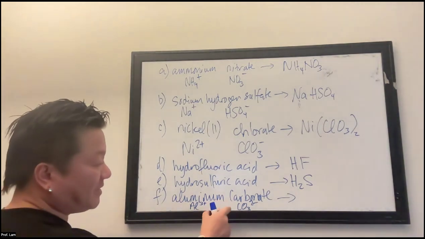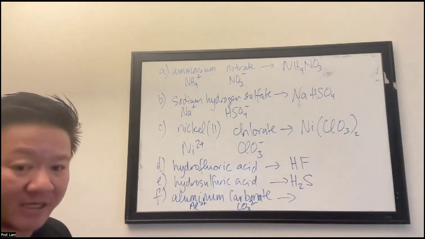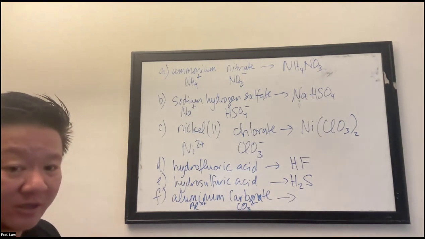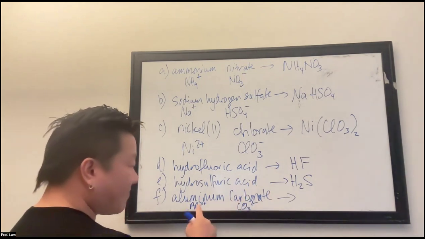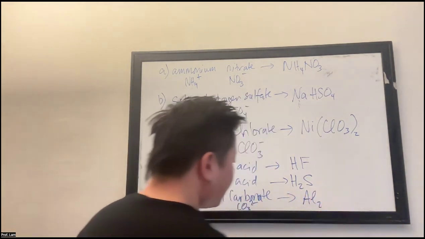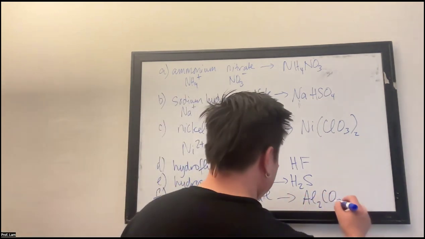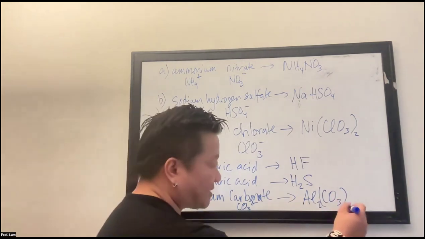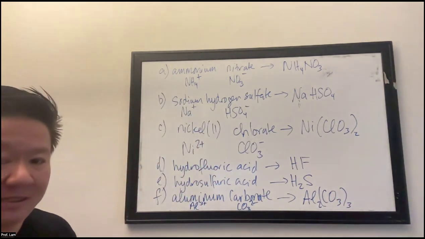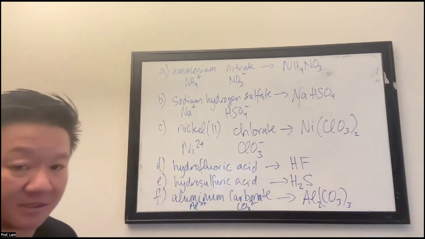So now I need to put these together to make it neutral. One is 3 plus, the other one's 2 minus. Now, how many do I need of each? We're going to go with lowest common denominator, right? Which is 6. So 6 divided by 3 is 2. And 6 divided by 2 is 3. So notice I put parentheses around the carbonate and write the subscript 3. Okay. So that's what aluminum carbonate is. Al2(CO3)3.